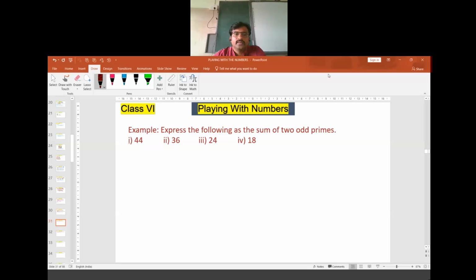Coming to this question, we need to express the numbers as the sum of two odd primes. Let me give an example of an odd prime. 3 is an odd prime number. 3 is a prime number which is odd as well as prime. Likewise, you have to consider the sum of two odd primes to get the sum as 44 and 36 and 24 and 18. I'll give a little time for you to think.